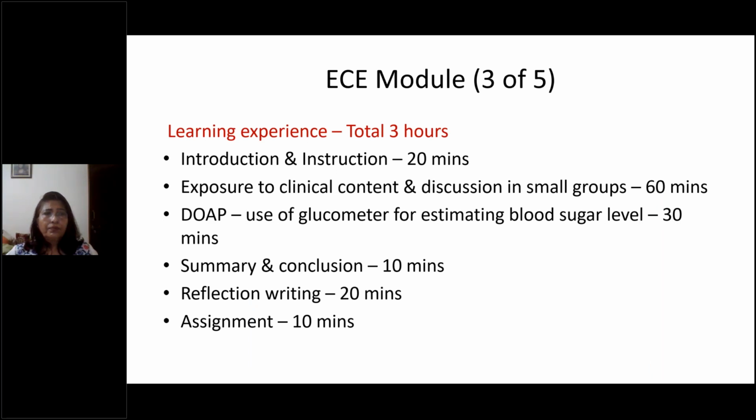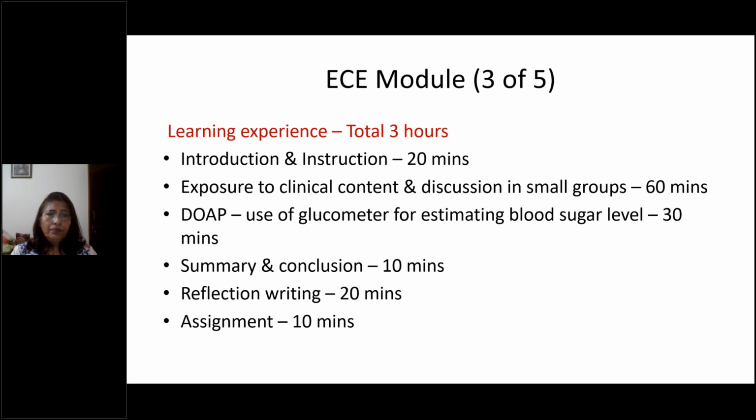So here the total learning experience allotted is 3 hours, where the first 20 minutes comprises the introduction. So how this ECE is going to take place, how the students are going to be distributed, and the instructions will be given, and what the students are going to learn in this session. Then exposure to clinical content and discussion in small groups will be done for 60 minutes. Students will be shown a case in the OPD, and they will be shown the laboratory investigations, and discussion will be done for 60 minutes.